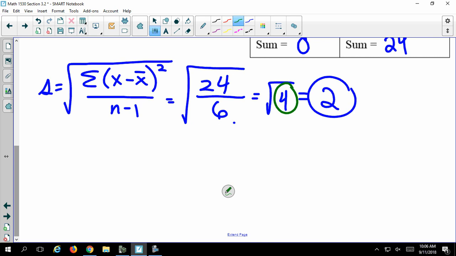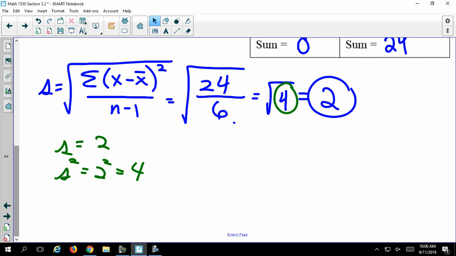Also, if you already know that s is 2, then s squared would have to be 2 squared, which is 4. You could just square the standard deviation, and you'll get it. So that's called the variance. If the standard deviation is the average deviation from the mean, then the variance is the average squared deviation from the mean. So it's just another measurement, and it's one less step to do if you're doing this calculation by hand. You don't have to take the square root.